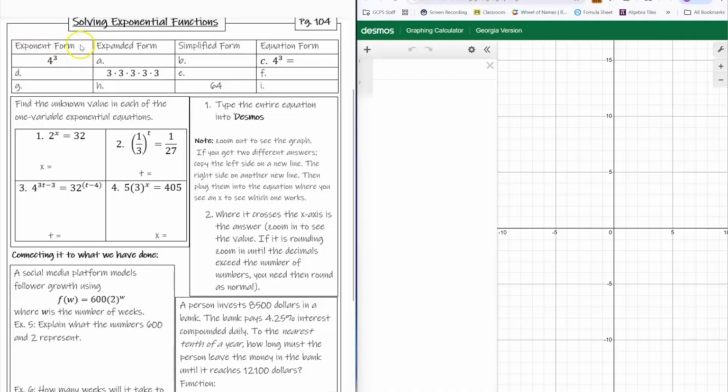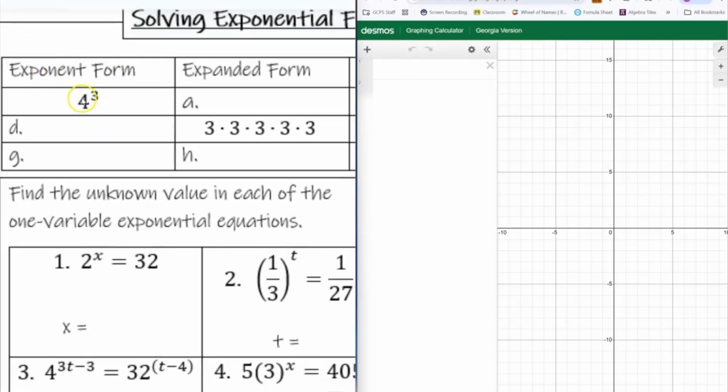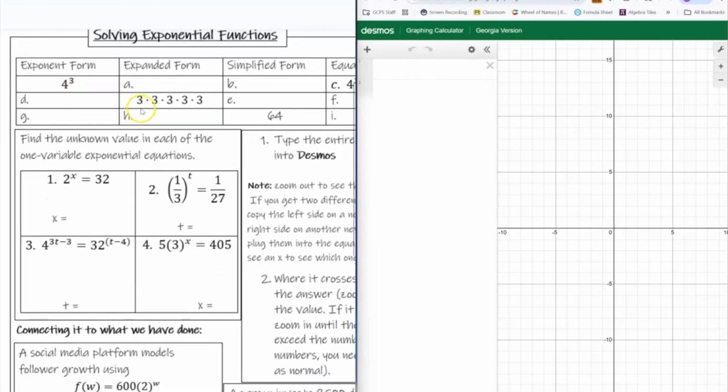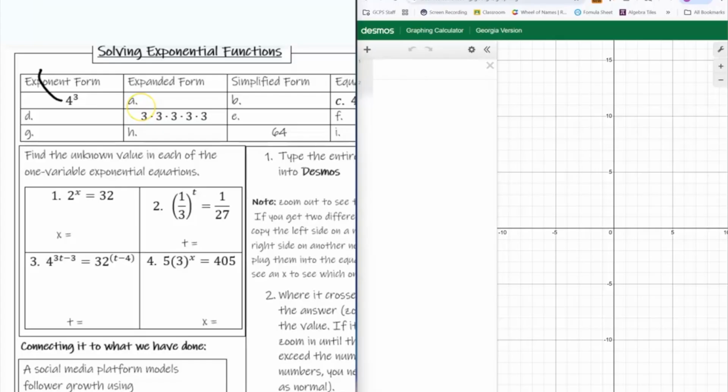What is exponent form? This bottom number right here is the base. So 4 is the base, and then the exponent is the exponent. You say this is 4 raised to the power of 3. So that's what exponent means. Let's make that note: 4 is the base and 3 is the exponent.